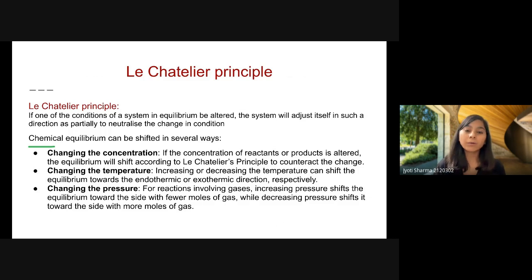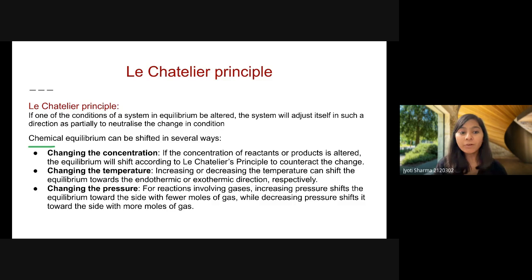Okay, a very important principle in chemistry is Le Chatelier's principle. If you are putting any kind of disturbance into the equilibrium, or if you are disturbing the reaction, then your equilibrium will be shifted either left or right based on whatever kind of perturbation you are putting into that reaction.